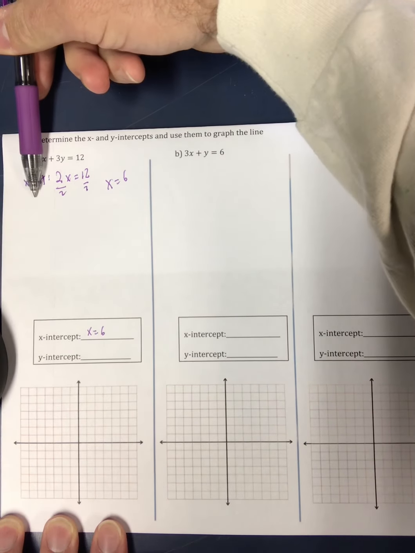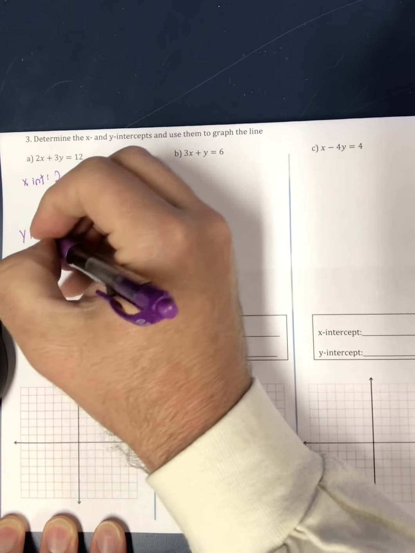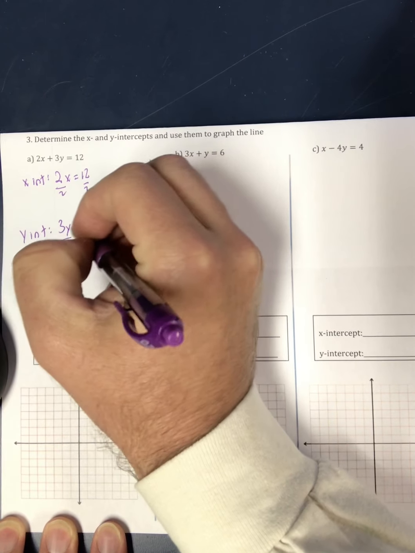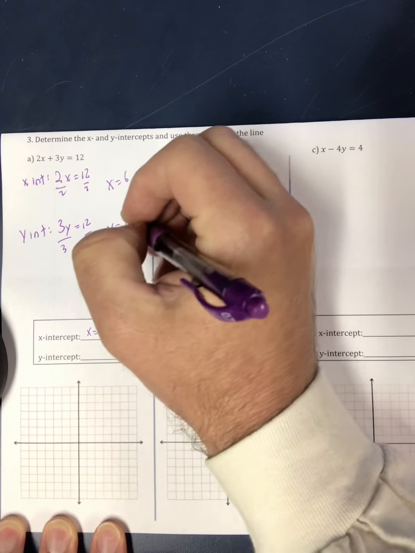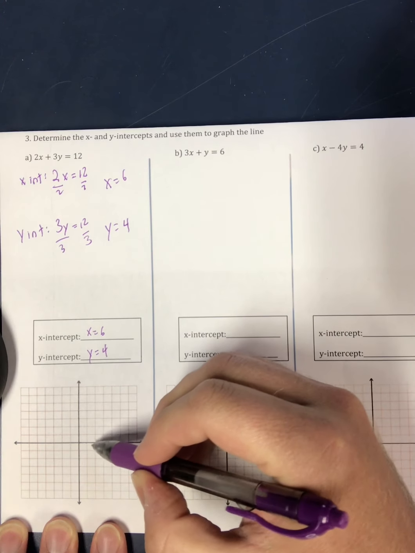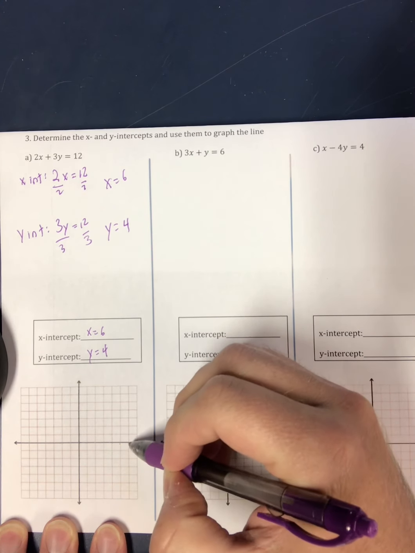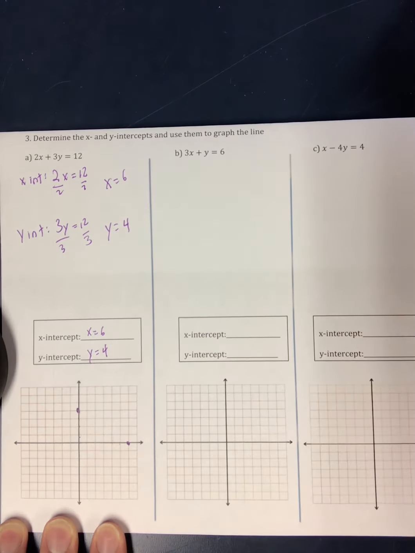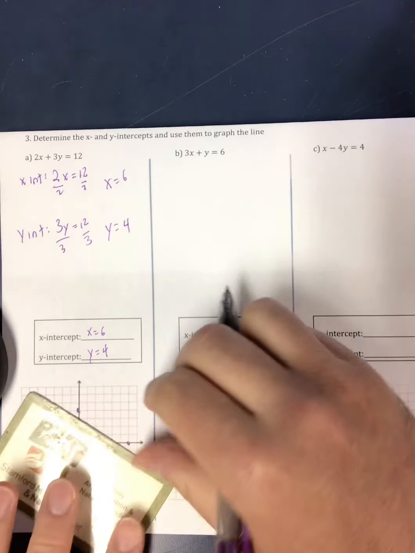For the y value, we make x 0. So for the y-intercept, we would have 3y equals 12, divided by 3, and we get y equals 4. Plotting each of these, 1, 2, 3, 4, 5, 6 for the x, 1, 2, 3, 4 for the y, and we plot.